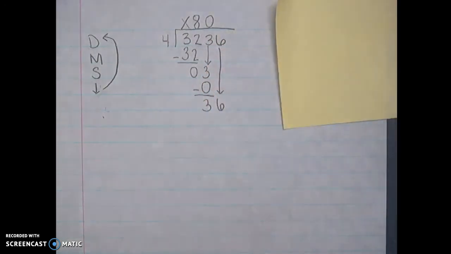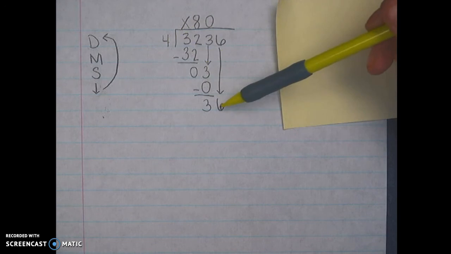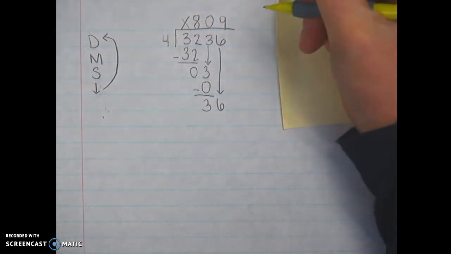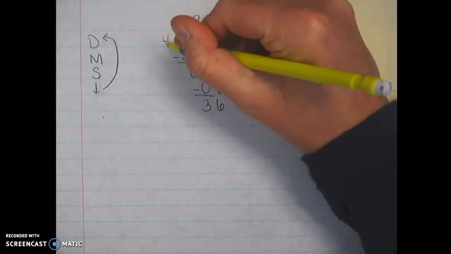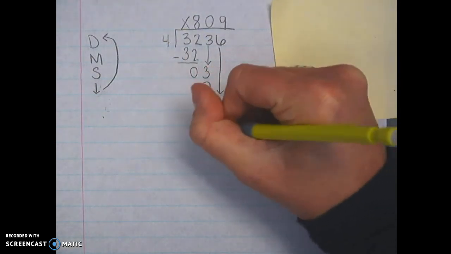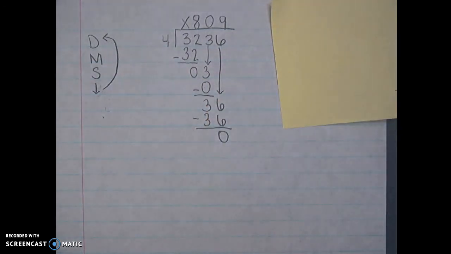See how that works? And then I can bring down what's left, which is 6. Now, does 4 go into 36? The answer is yes. It goes in 9 times, making 9 times 4, 36. And if I subtract, I have a 0 as a remainder.